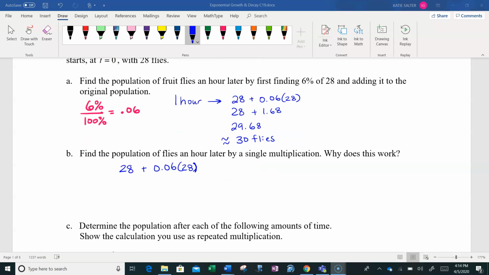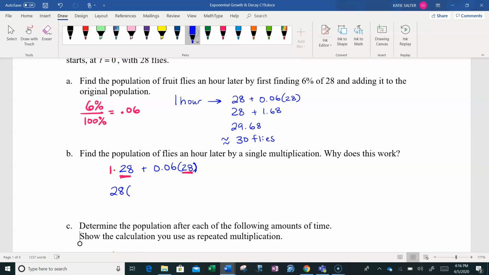All right, find the population of flies an hour later by a single multiplication. Why does this work? If you go back to what you did in middle school, a lot of times you did a couple of steps. You figured out what 6% of the value was, and then you added it to the original value. What if we could do this in one step? When we look at this structure, both of these terms have 28 in common. So if we were to factor that 28 out, even though you don't realize it, it's really like having a 1 right here.